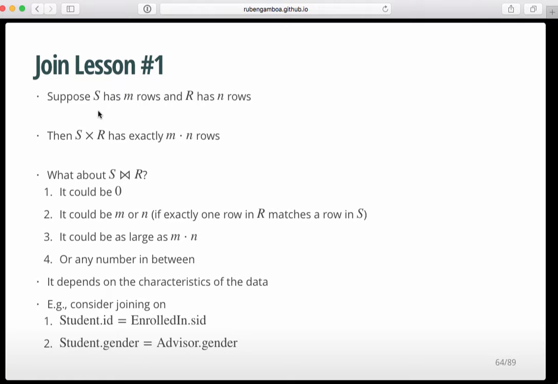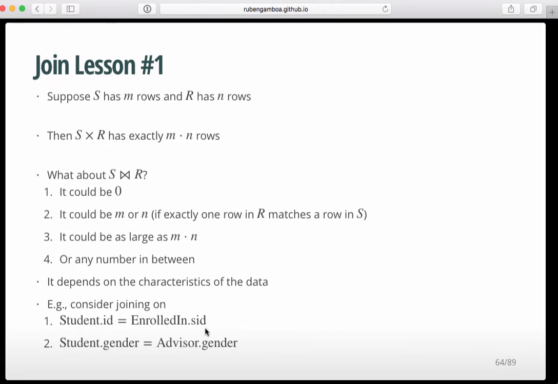And that will happen when you take the cross product and then all the rows in the cross product match the selection criteria, okay? So 0, M times N. Think of those as constant, linear, quadratic, okay? So that's a pretty big range of possibilities, okay? What should it be? Depends entirely on your data.